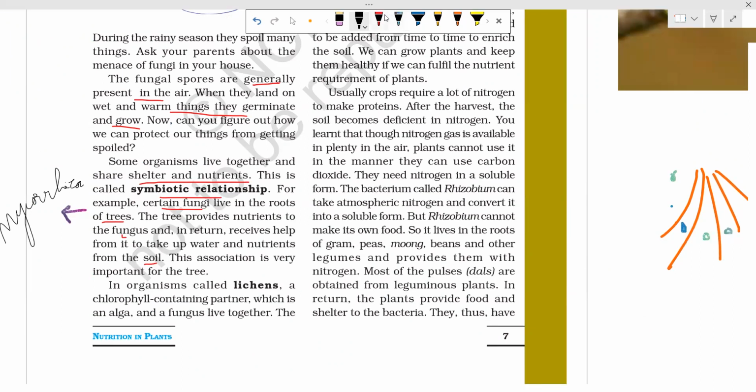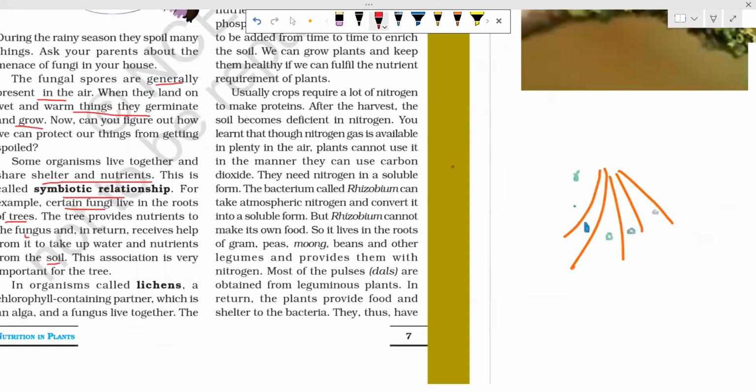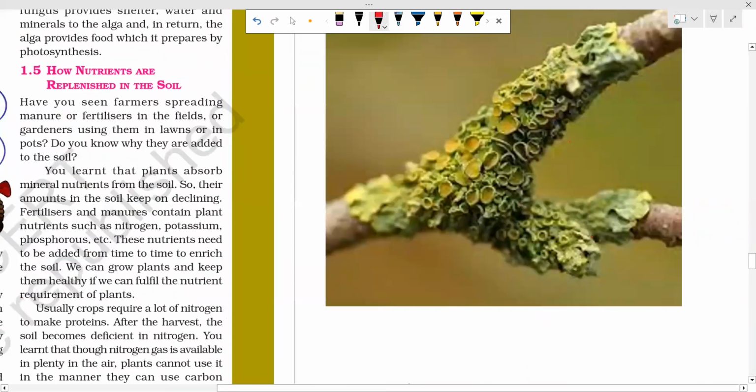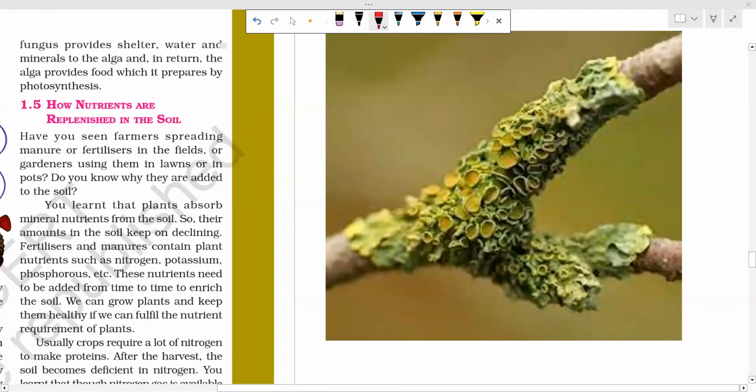Now, lichens. Here I have given the picture of lichens to you. Lichens means algae and fungi. Algae, as I told you in the previous class, are organisms that have the capability of producing their own food because they have chlorophyll. And fungi cannot produce their own food because they don't have any chlorophyll.